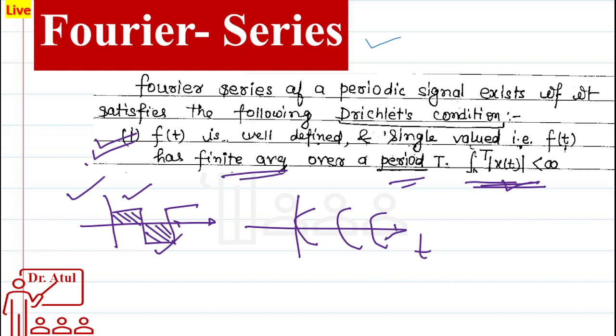The first condition of Dirichlet is that the function should be well defined, single valued, and should have a finite average over the period. Also, the function should be absolutely integrable. The integration of the function over one time period should be less than infinity. That means the function should be absolutely integrable.